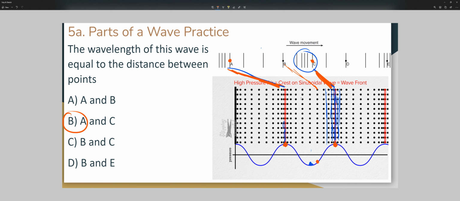B and C also not it, right? And B and E, well, that's more than one wave cycle, right? Because E would be over here on the right hand side, so this would be E, and this would be B, and that's definitely more than one wave cycle. So the answer here is B.